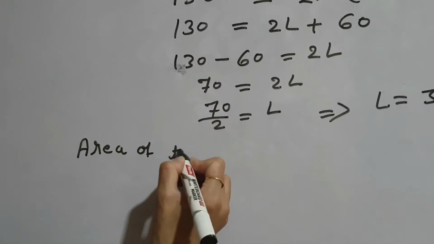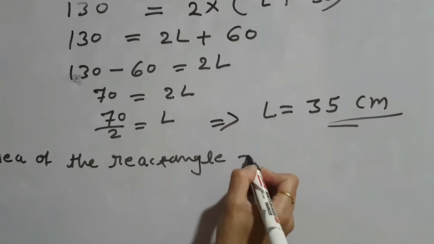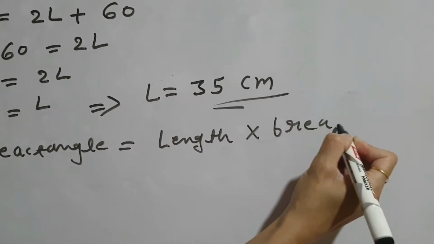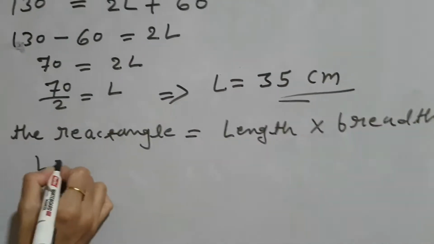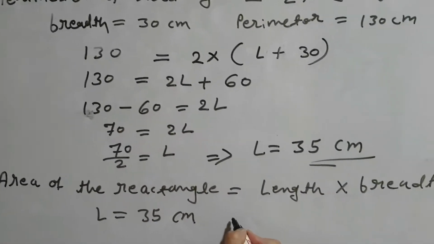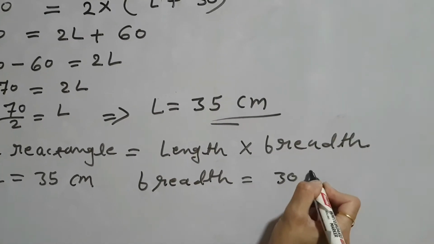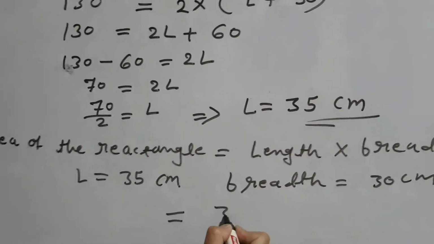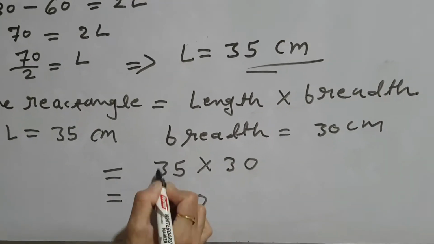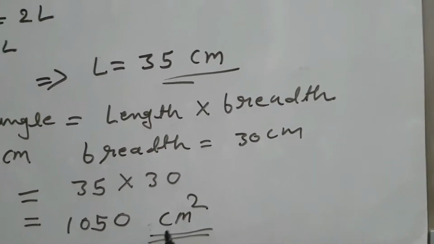Area of the rectangle, formula you all know: area of the rectangle equals length multiplied by breadth. Now what is the breadth and length? Length equals 35 centimeter and breadth equals 30 centimeters. So put the value: 35 multiplied by 30. So multiply these, and the answer is in square centimeter. Area is always written in square centimeter.